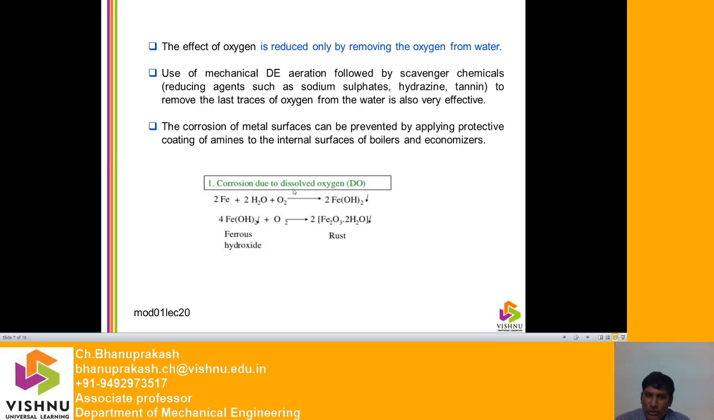See, for the corrosion due to dissolved oxygen, you can see the equation here. Iron, H2O water and oxygen react, and what will be formed here? 2Fe(OH)2 is formed. This is ferrous hydroxide, and with some more oxygen added, rust will be formed. This is how rust forms inside the boiler. This rust causes corrosion.